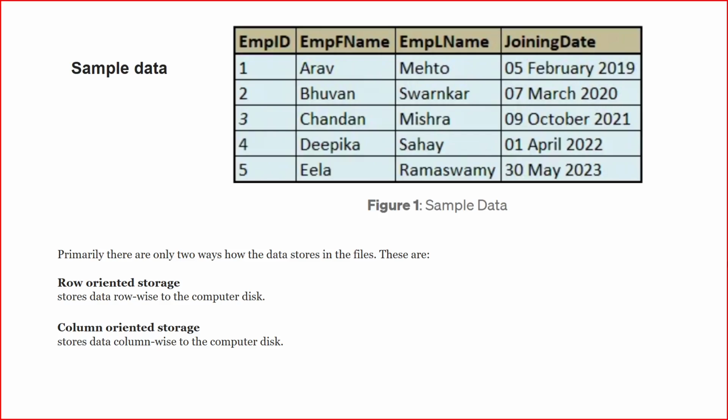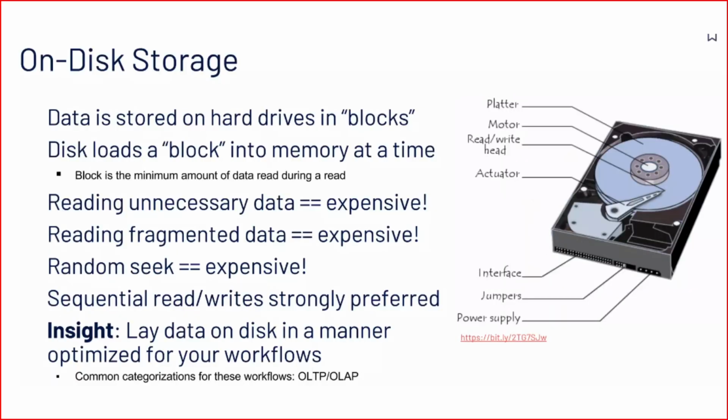From here, this is the sample data. You can see that there are 5 rows. Whenever we store this data in the traditional row-oriented file format, the entire row will be stored somewhere on the storage layer. While for the column, the employee ID, employee name, employee last name and joining date are the different 4 columns. Whenever we store in the column-oriented fashion, it will be stored on the disk itself in column fashion. In the next slide, I'm going to share how it works.